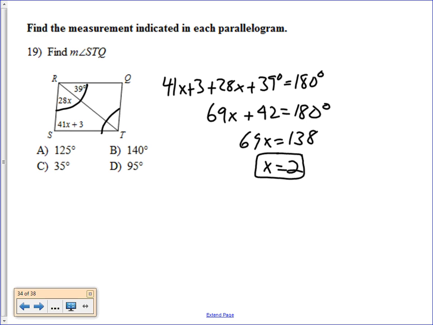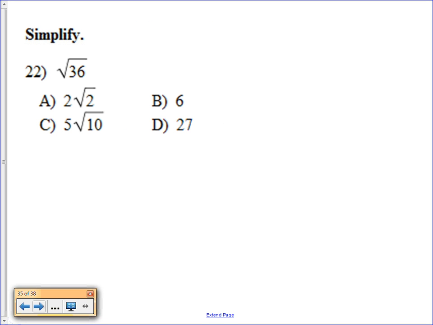Now, take that x equals 2, plug it right in here. 28x plus 39. 56. Where did I get 56 from? 28 times 2 is 56, plus 39, I believe it's 95. What number is that? 19 should be D. What's this?